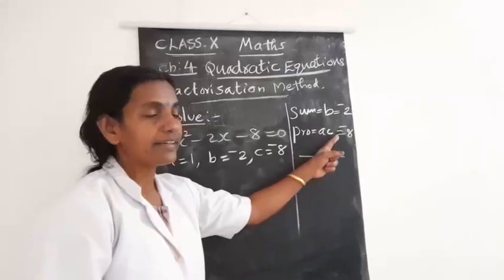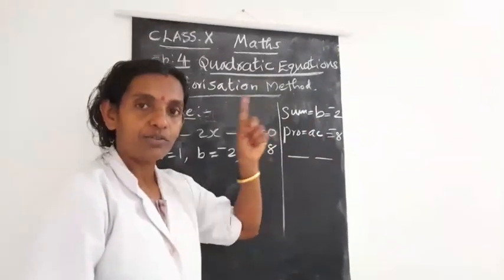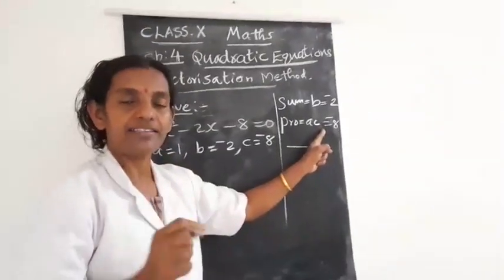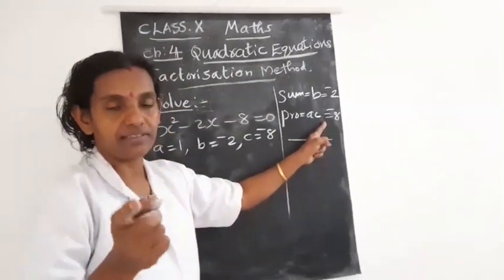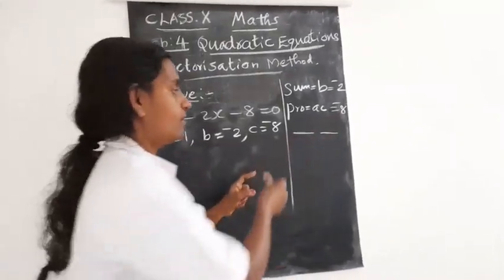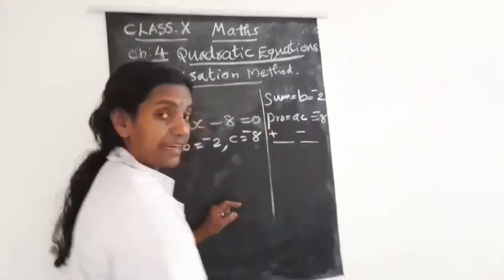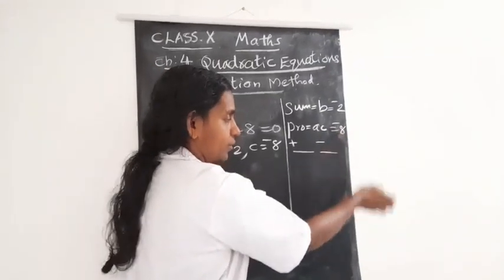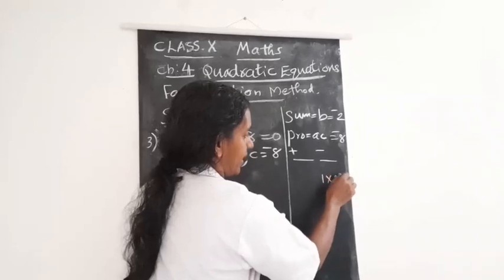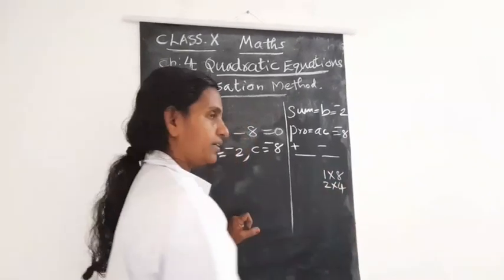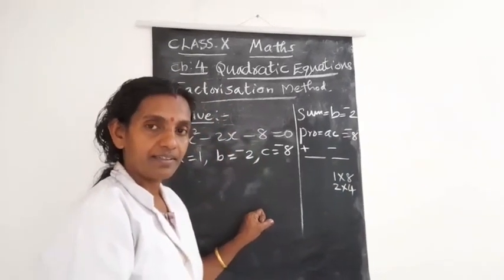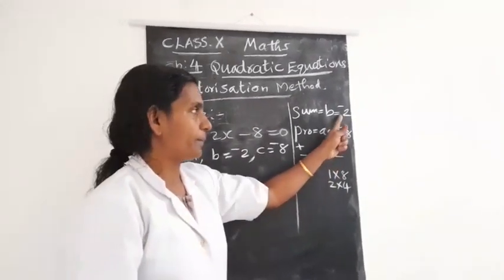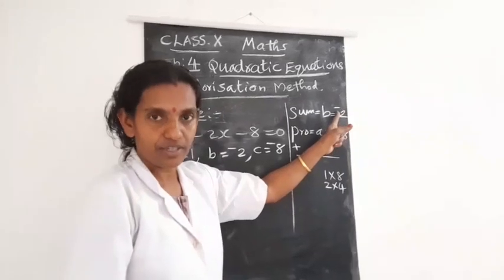So if the product is negative, you have to remember, one number is positive and the next is negative. So both the numbers are of different sign. One positive and the other negative. Now here it is 8. The factors are 1 into 8, then 2 into 4. Any other factors? No. Now here it is the sum. Sum is negative 2, that is given.